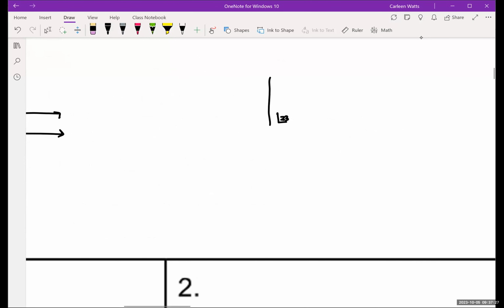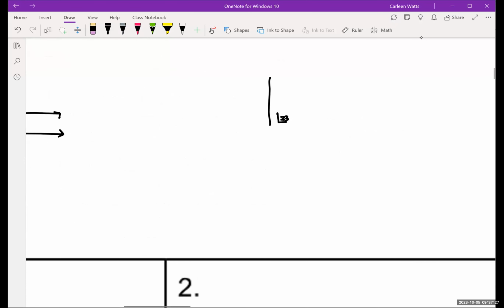Or, if two parallel lines are cut by a transversal, 1, 2, 3, 4, 5, 6, 7, 8. We're actually going to use that same picture. Okay, so look at line L and line K. So, corresponding angles.